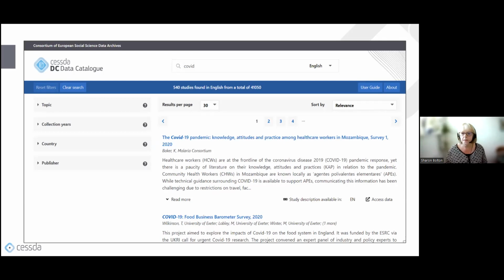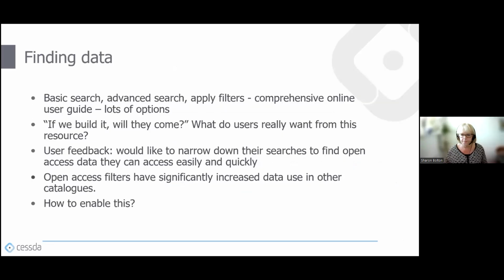There's a multilingual search, and you can also see the languages that each catalogue record can be viewed in. In fact, these ones are only available in English, but there are multiple ones within the catalogue. And on the right-hand side, you can see the Access Data button, which will take you to information about how to get hold of that data on the service provider's own catalogue. Looking at the search facilities, there's a basic search and an advanced search as well. As we've just seen, you can apply filters. There's also quite a comprehensive user guide, so there's lots of options.